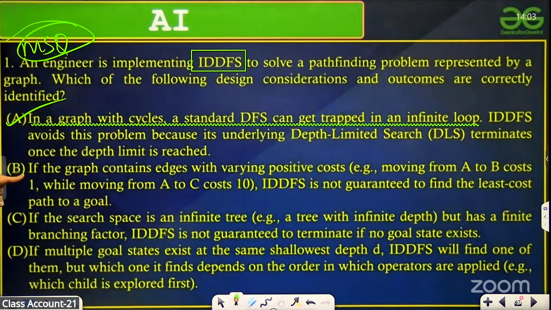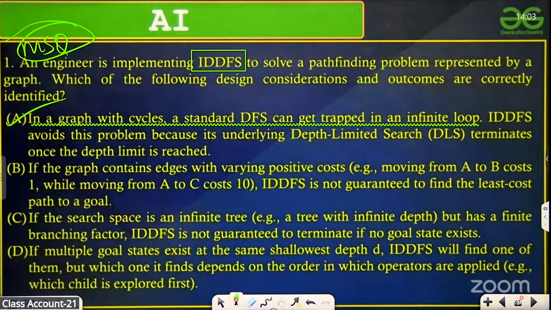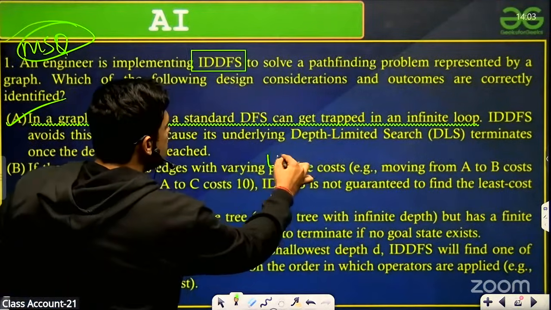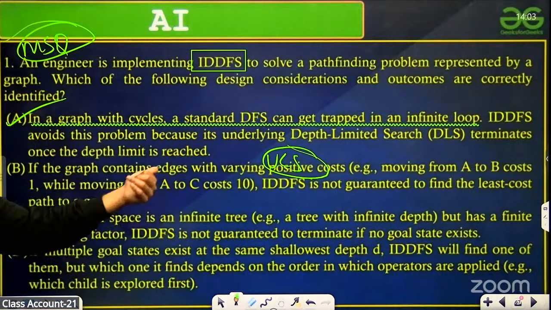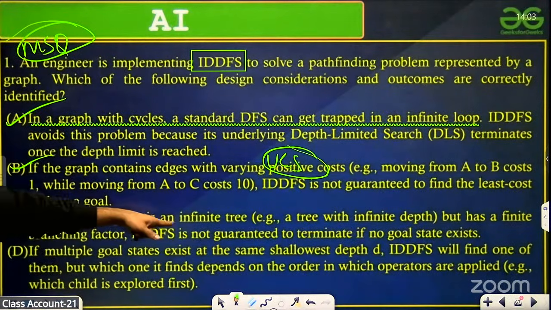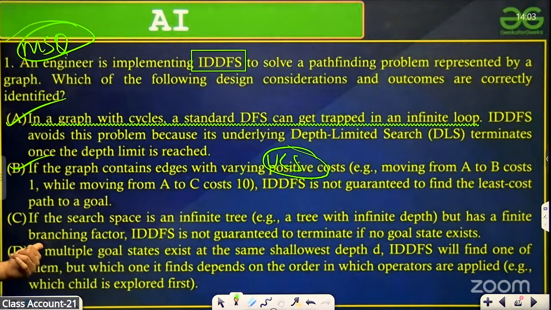Now, what is the second? If the graph contains edges with varying positive costs, IDDFS is not guaranteed to find the least cost. That is correct, because UCS guarantees to find the least cost for varying positive edge costs. So B is also correct. Next: if the search space is an infinite tree but has a finite branching factor.